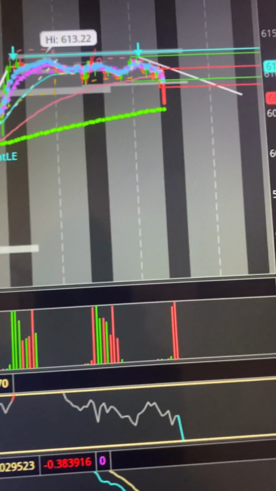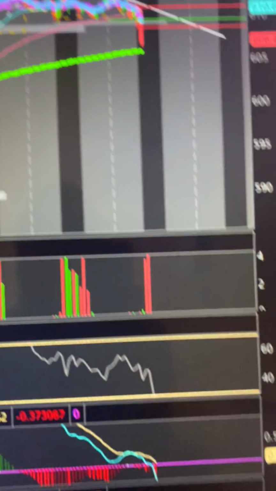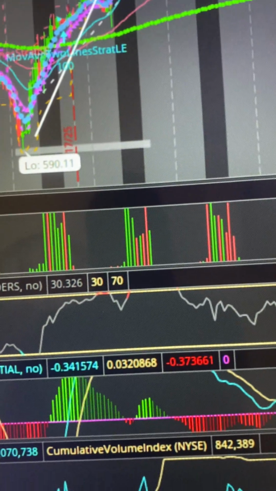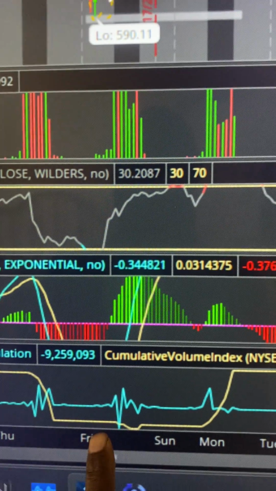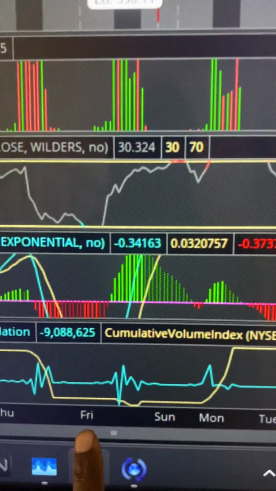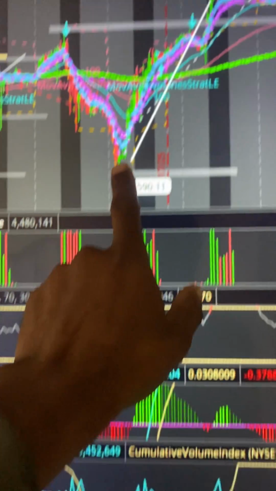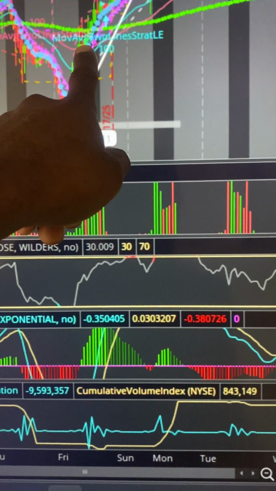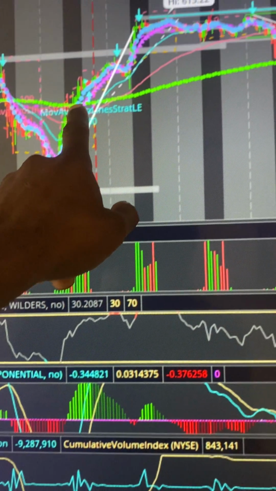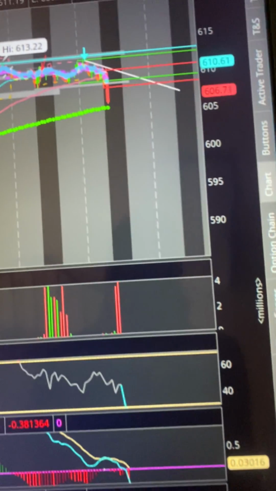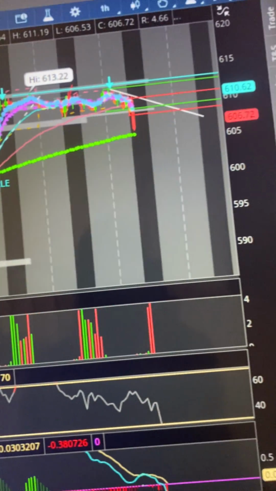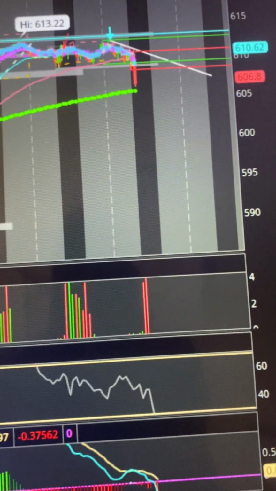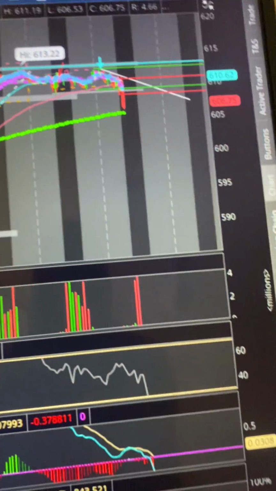So let me see. It looks like Friday. Let me see. We go about Friday. Last time it was under the 200 moving average. So if it breaks down below it, then it should be going down further. If not, we just kind of gotta see. So yeah, this is kind of how I do my analysis.